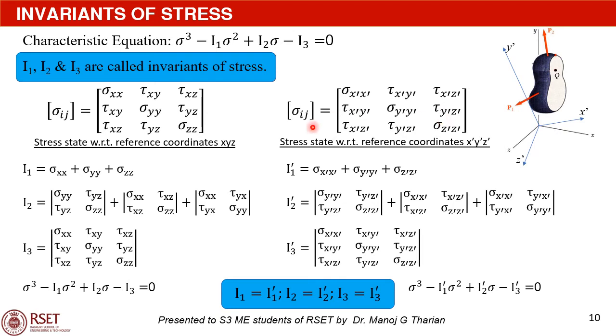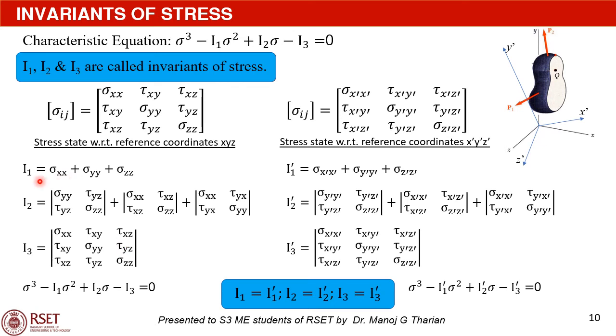When you calculate the stress invariants I1, I2, I3 using this stress state, and also when you calculate I1 dash, I2 dash, I3 dash using this transformed stress state, both these values will be the same. That is why I1, I2 and I3 are called stress invariants. That is, I1 is equal to I1 dash, I2 is equal to I2 dash and I3 equal to I3 dash. Now we will see why they are invariant.